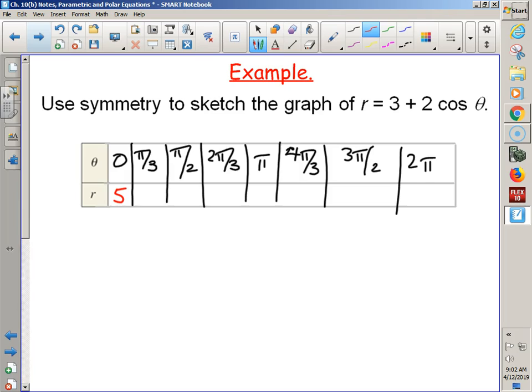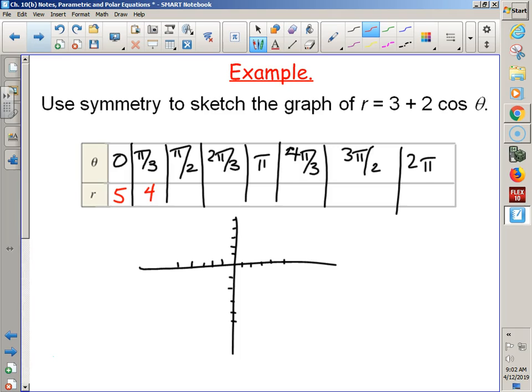Okay, so I know right away I can go ahead and make this. I'm going to make it smaller, though. 1, 2, 3, 4, 5. Okay. Pi over 3, what's cosine? Why are you guys choosing the pi over 3s? It's 1/2. It's a nice one. Okay, so what's 1/2 times 2? 1. And what's 3 plus 1?